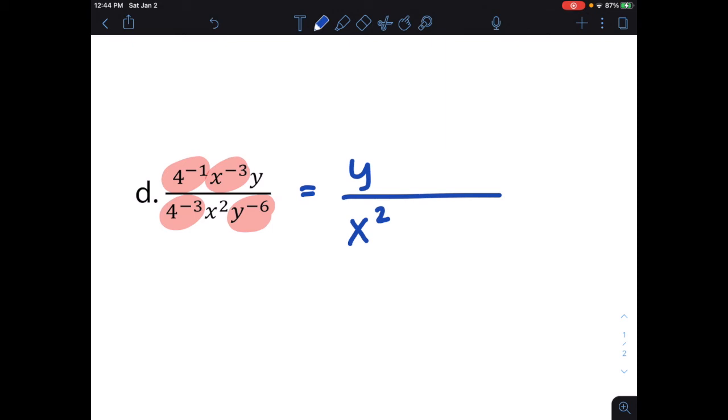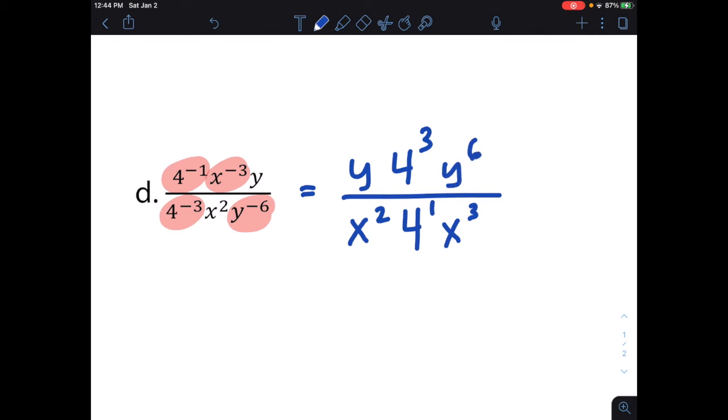Okay, so we have 4 to the 3rd, because the 4 to the negative 3rd moves to the numerator. We have 4 to the 1 power, but I'm not even going to write it, well, I probably should, just to keep it from getting confusing. So I changed the sign from -1 to +1. Okay, and then the x to the negative 3rd is going to come down to the bottom, become x to the 3rd. And the y to the -6 comes up to the numerator, becomes y to the 6th.